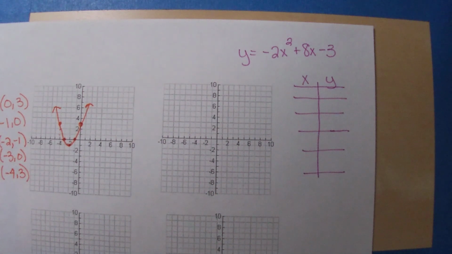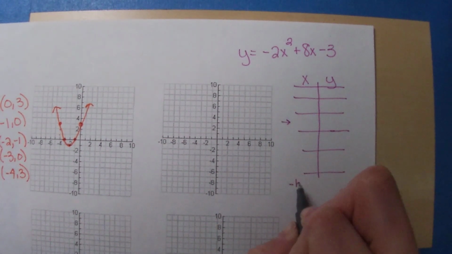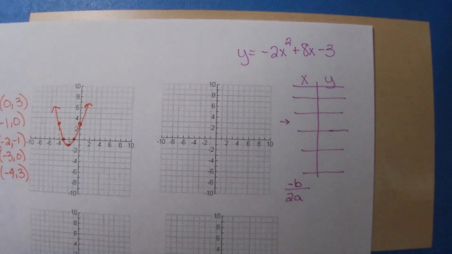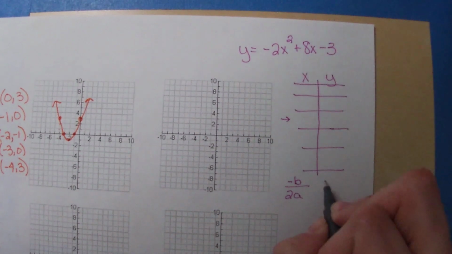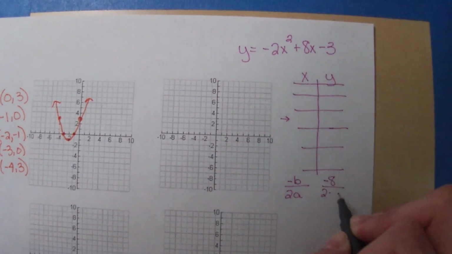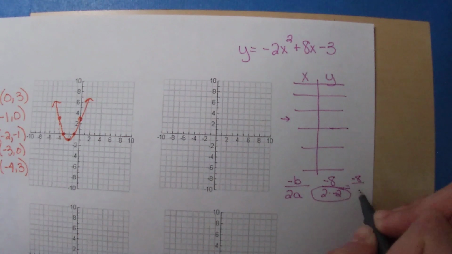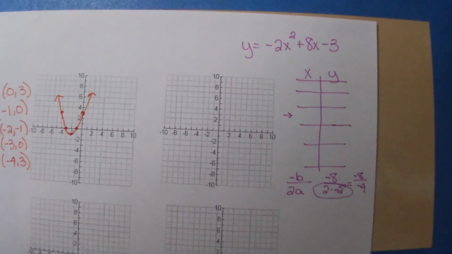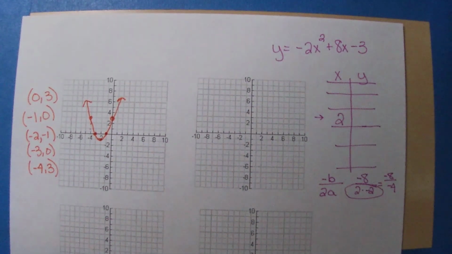And the vertex is usually what things are looking for. Okay, so to find that middle piece, to find that vertex, we're going to do -b over 2a. So b is 8. So I'm going to do -8 over 2 times a, which is -2. So again, I have to do the bottom first. So -8 over -4. And a negative divided by a negative is a positive. I'm putting that in the middle because that is my vertex, and the vertex goes in the middle.